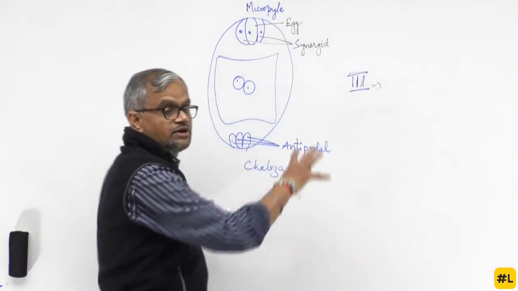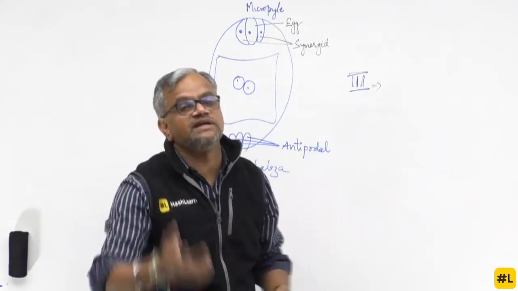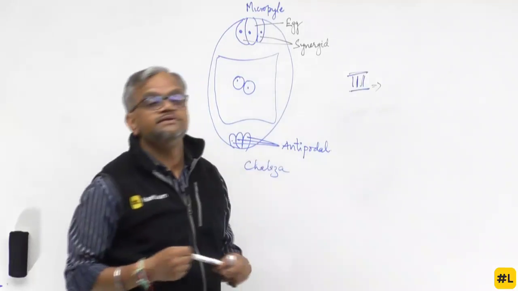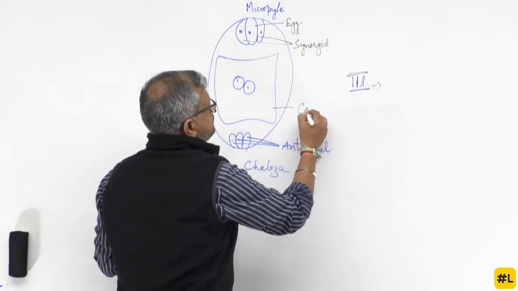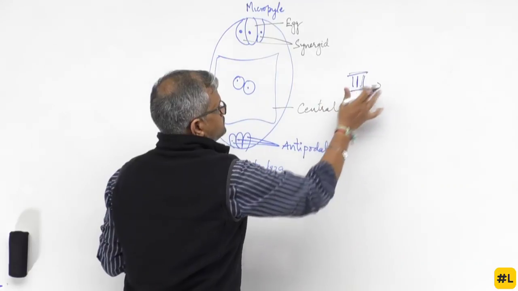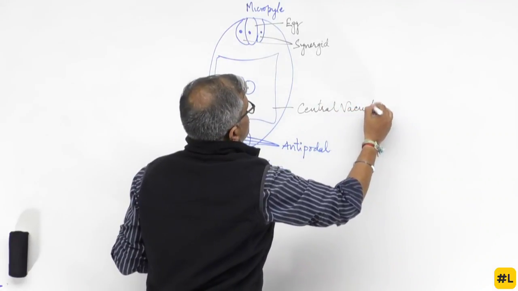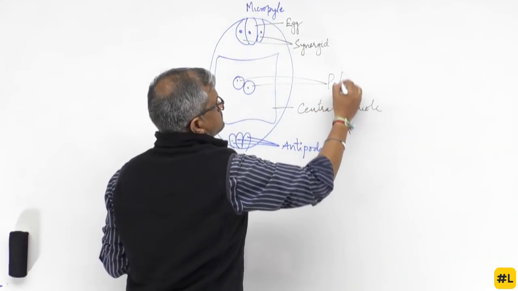As I told, the antipodals are the vegetative cells, and during fertilization and after fertilization, they provide nutrition. They are motherly in nature. In the center, as I told you, is the central vacuole. The central vacuole has 2 polar bodies.